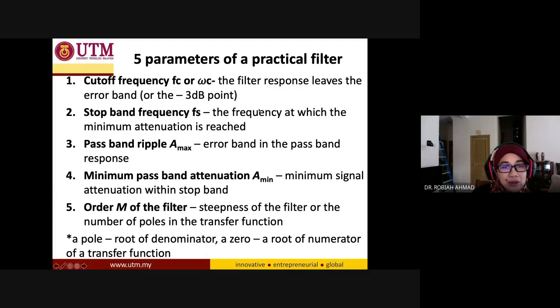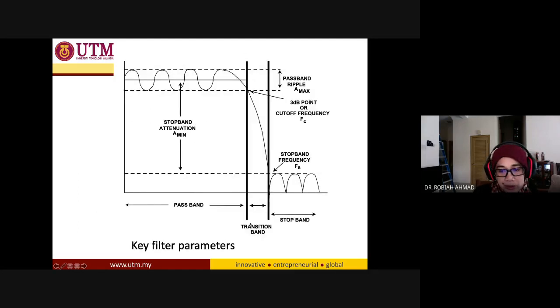So the first one is cutoff frequency, or FC, or sometimes omega C. The filter response leaves the error band. If you look here, this is what we call cutoff frequency. If the signal that you need has spectrum 1, the cutoff frequency is when your signal is at 70% of the actual, minus 3 dB. So when it reaches 70% of the signal, we call it cutoff frequency, omega C.